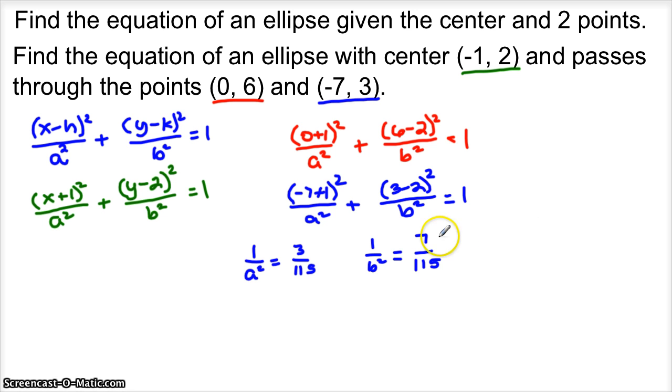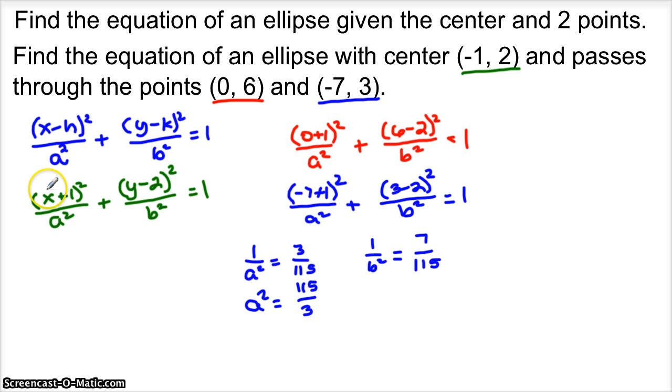Okay. Now, what I actually even need is 1 over a squared. So there's no reason to actually solve for a or even a squared because the a squared here is already in the denominator. So the 3 is going to go up in the numerator and the 115 is just going to go in the denominator. Okay. Now, I'll go ahead and show you what happens. If I were to solve this for a squared, I'd get a squared is equal to 115 over 3.